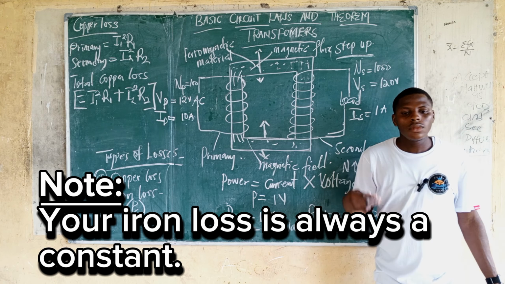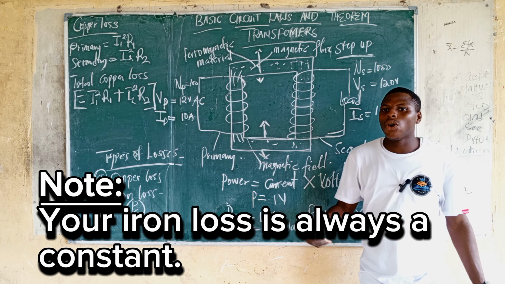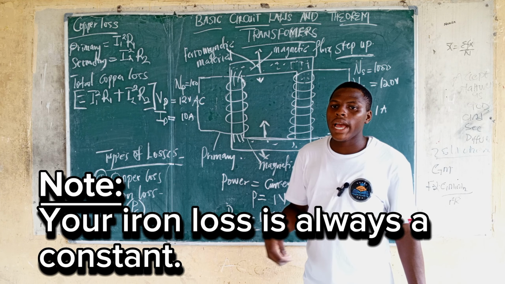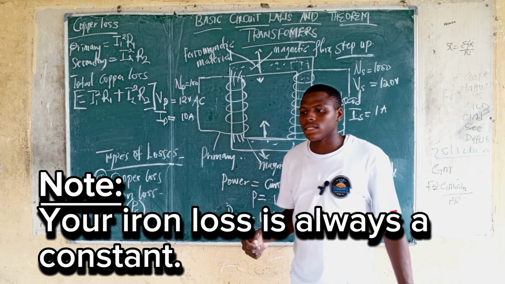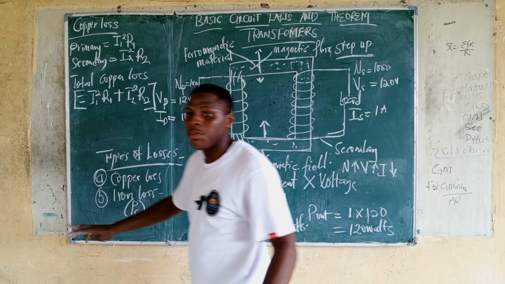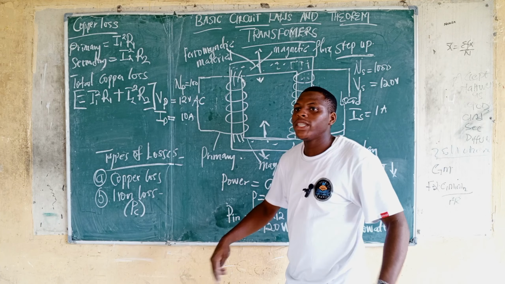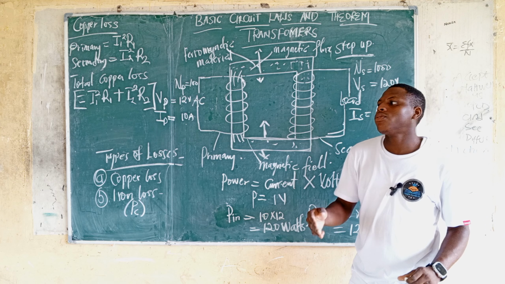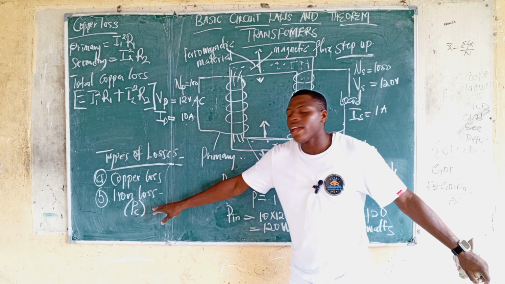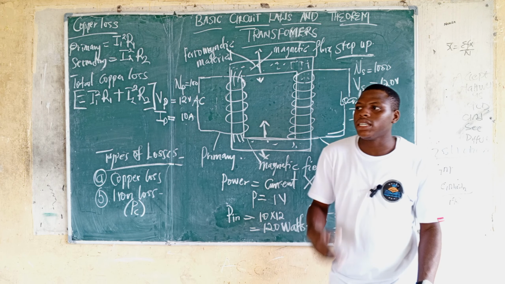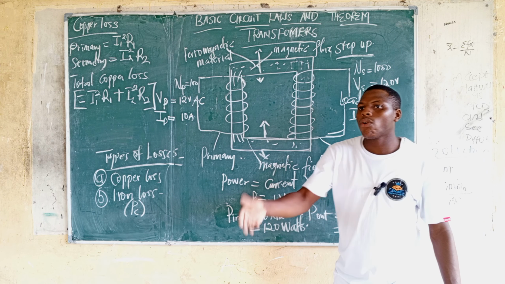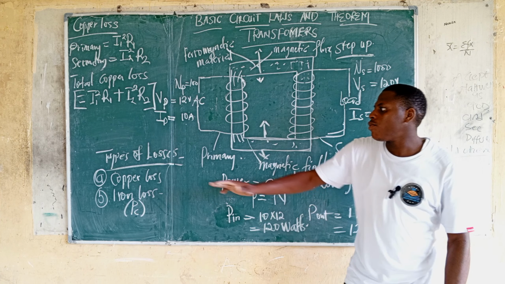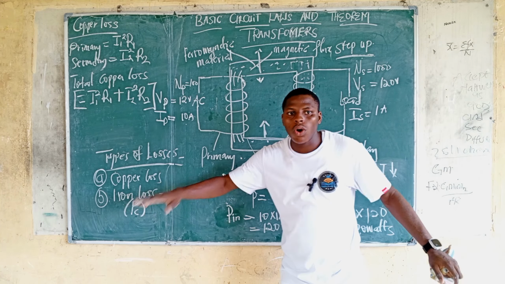Note, your iron loss is always a constant. It simply means your iron loss will always be given to you in your question. So when you are calculating for other losses, your iron loss will always be a constant. It will always be given. So look for your iron loss first. Bring out your iron loss from that equation before you now calculate for your copper loss.